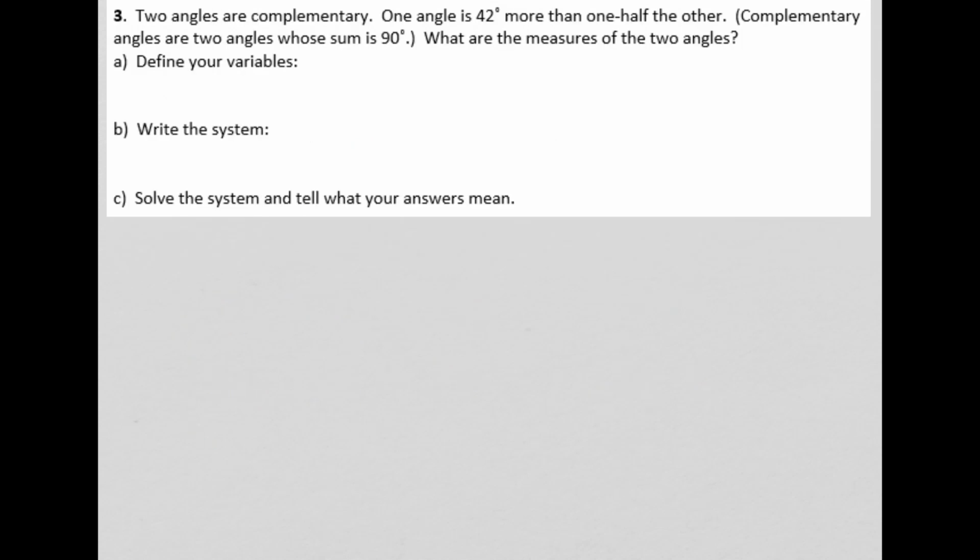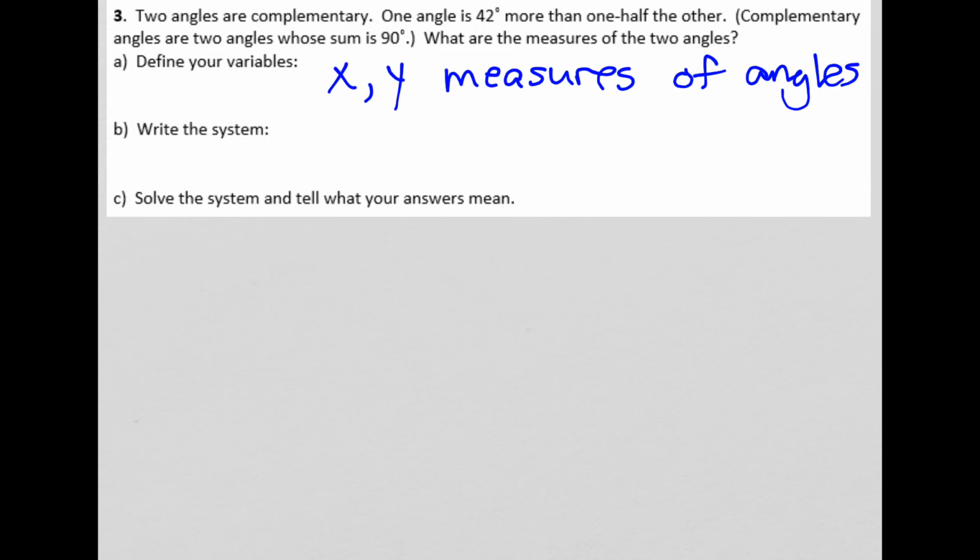Okay, 2 angles are complementary, and then I even give you a little hint that says, remember, the measures of complementary angles add up to 90 degrees. Okay, so if X is an angle and Y is the measure of my other angle, X and Y are the measures of angles. Okay, I've defined my variables. I'm looking for 2 angles, their measures.